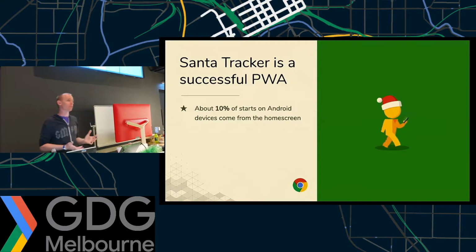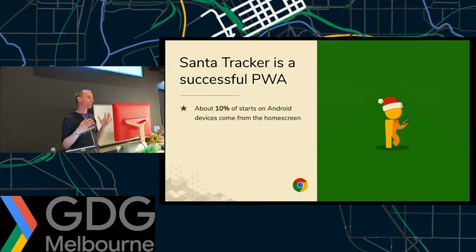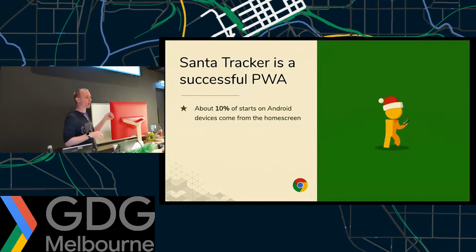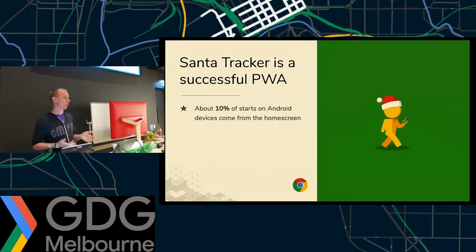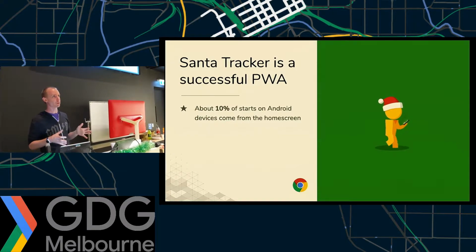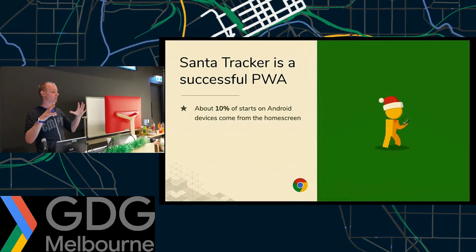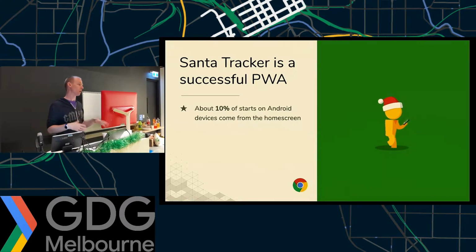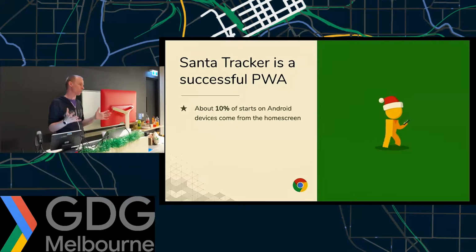Santa Tracker is quite a successful PWA in our minds. So of users who use Santa, the web experience, not the Android experience, on an Android phone, about 10% of all launches are done through this home screen icon. So that seems relatively low, but we think these are the most engaged users. They're the ones who have seen that install prompt, which the website has given them, pressed that button, and are coming back to the web experience on their phone every day, or however often.